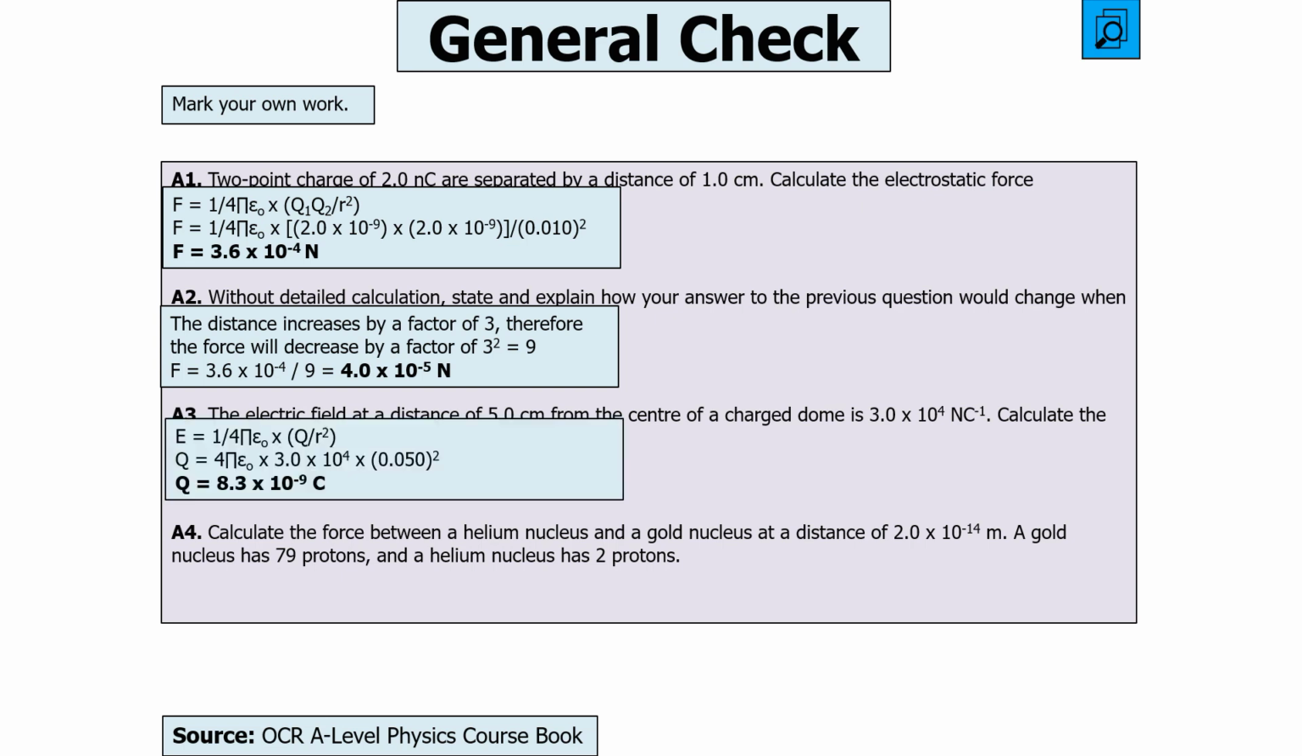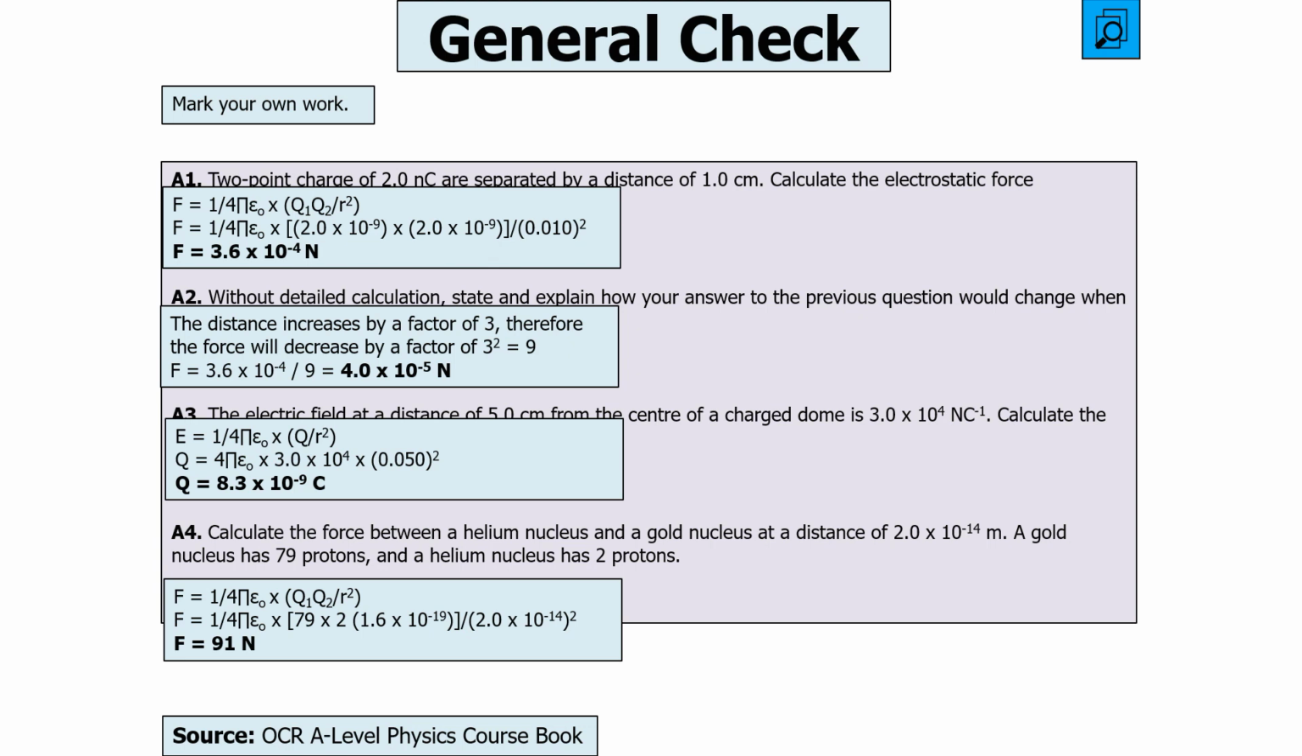The next one, again, we're using the equation to work it through. Now, in this case, we're actually using the electric field strength equation, which is electric field strength is equal to Q over 4 pi epsilon 0 r squared, which is the electric field strength for a radial field, which it will be. It's a charged dome. So you can work it through, make Q the subject, pop in all the values. Remember, centimetres turns into metres. It's a squared for r as well, so it's 8.3 times 10 to the minus 9 coulombs.